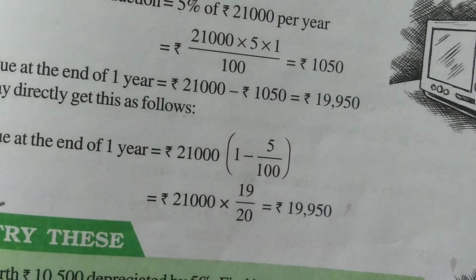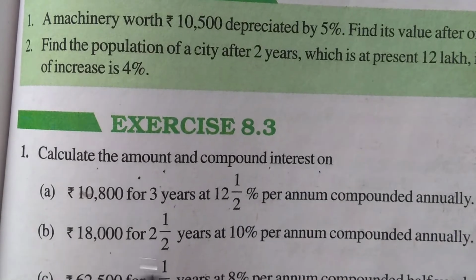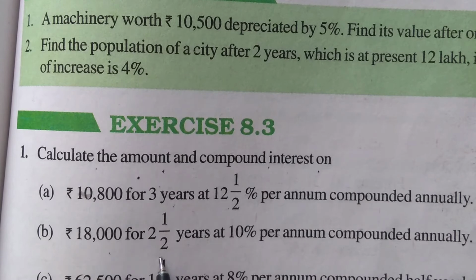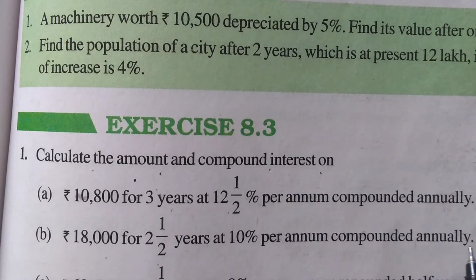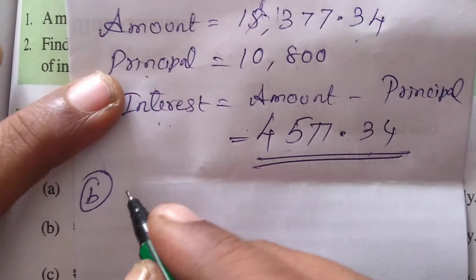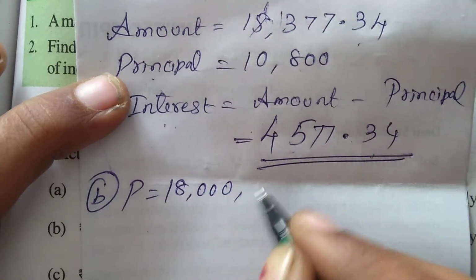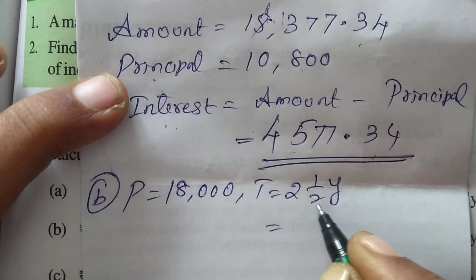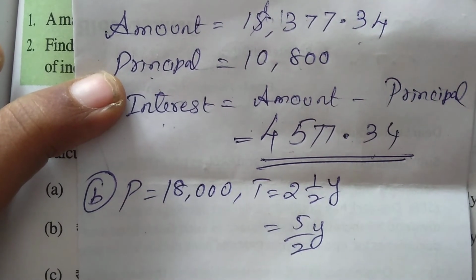18,000 principal for 2.5 years at 10% per annum compounded annually. So according to this question, what is given? Principal is 18,000. Time is 2.5 years. This 2.5 we can write as 5 by 2 years. Then the rate of interest is given as 10%.